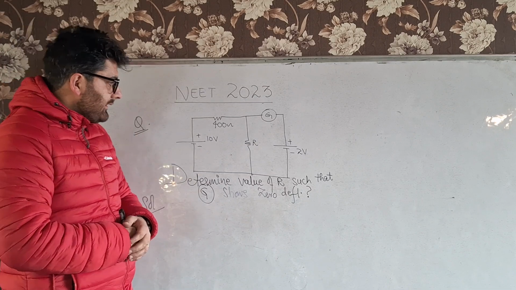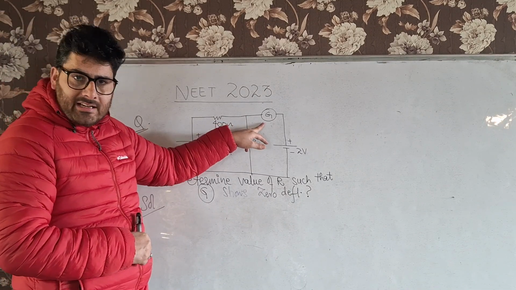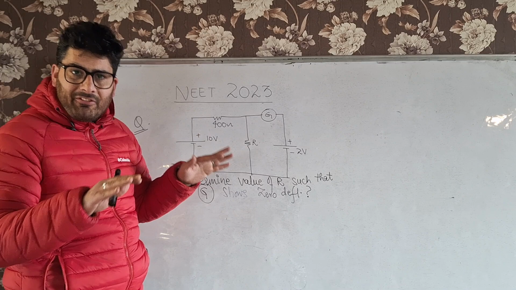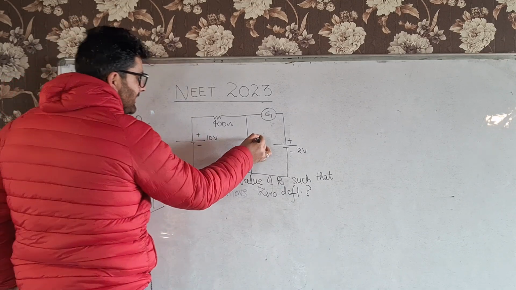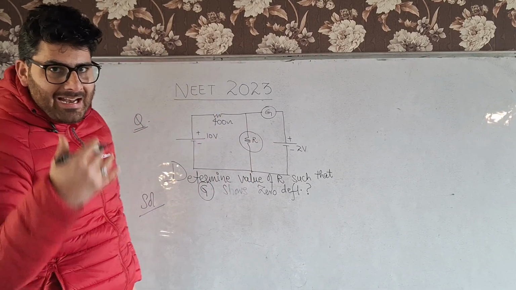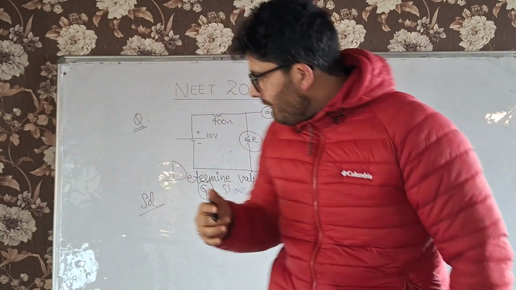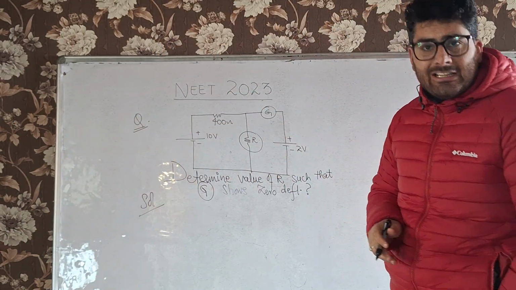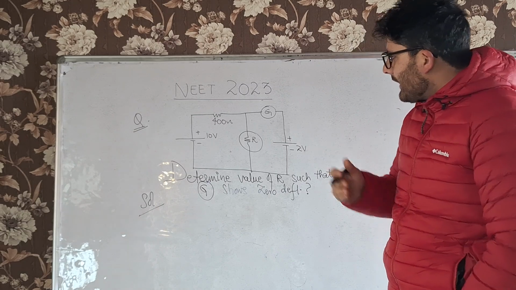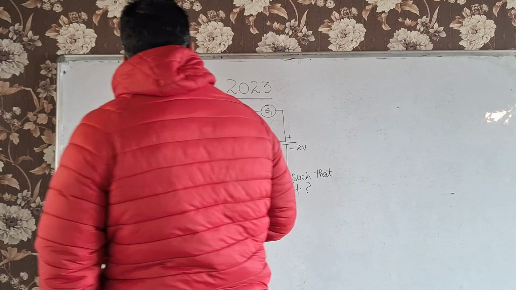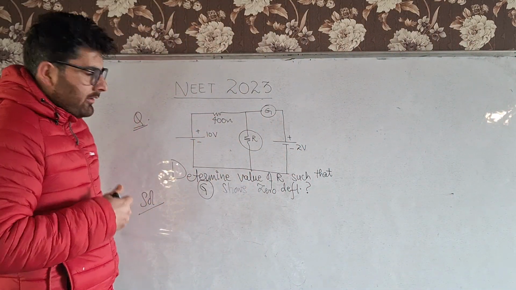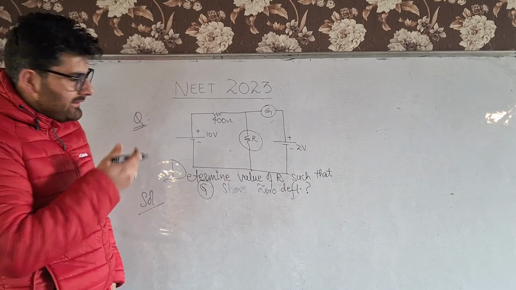Now the question asks us, if the galvanometer connected here shows zero deflection, what should be the value of this resistor R? I have to get the value of resistor R for which this galvanometer shows zero deflection or null deflection. Now what should I do? I will use the concept of nodal analysis in this circuit.